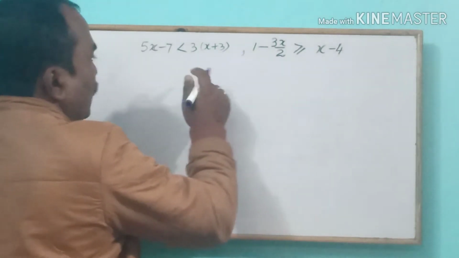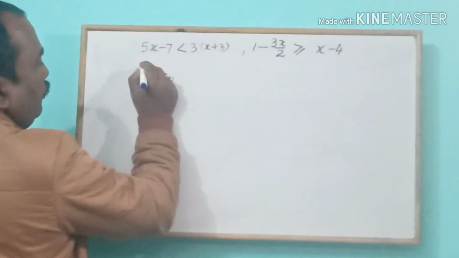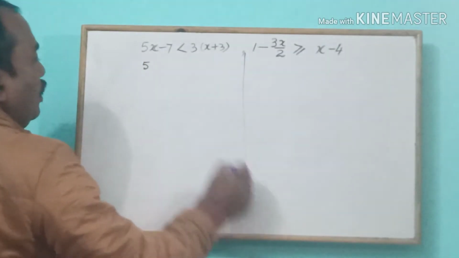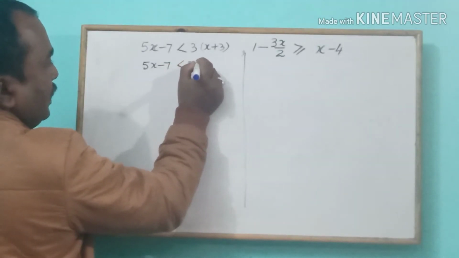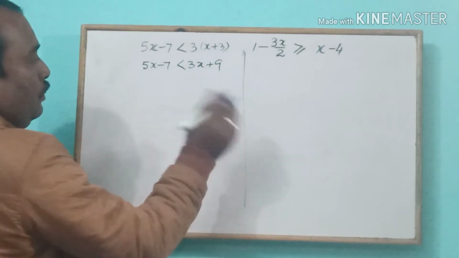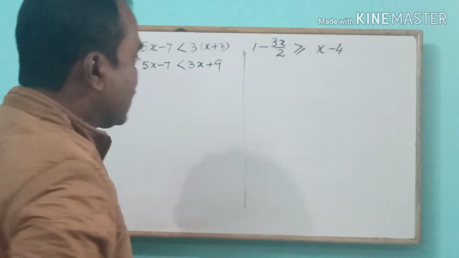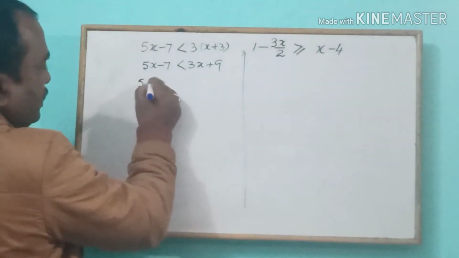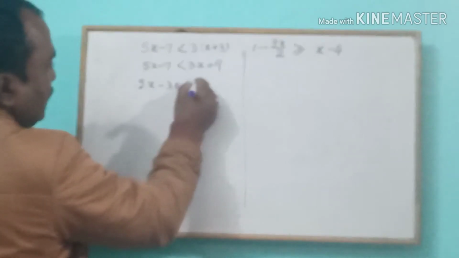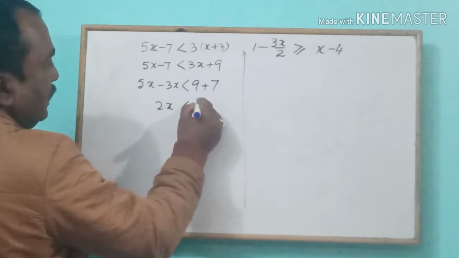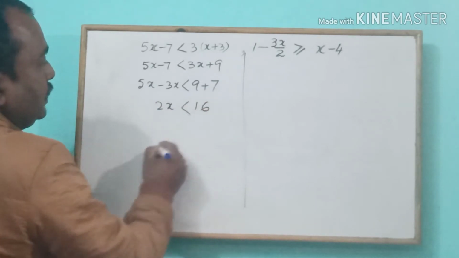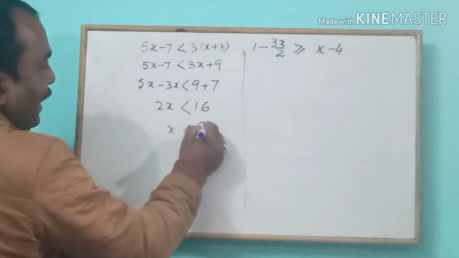So let us see the first one. On this side we have 5x minus 7 is less than 3x plus 9. We will transpose all the variables to one side. So 5x minus 3x is less than 9 plus 7, or 2x is less than 16, or x is less than 8.